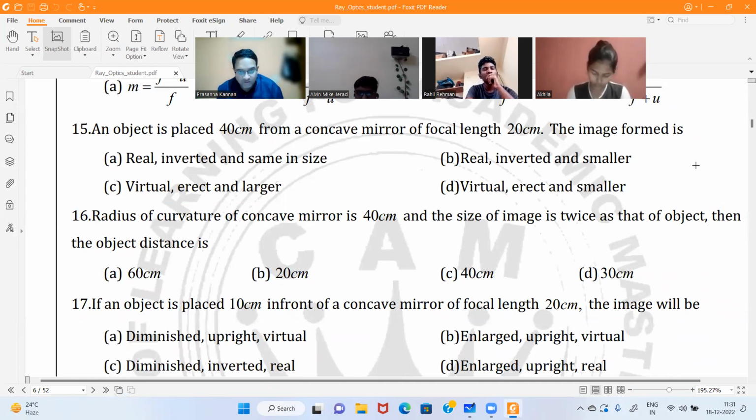Okay, radius of curvature of a concave mirror is 40 centimeter. The size of the image is twice that of the object. Then the object distance must be. Either you can use 1 by f is equal to 1 by u plus 1 by v, or you can also use logic to answer this question.